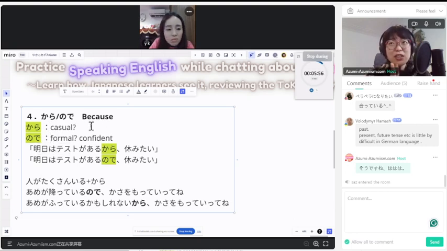So what I usually think is that kara is, how can I say it, really direct. A very direct description of the reason. As Andy-san said, kara and node both mean because or so, connecting one event and another event with a reason. But if you say kara, it's super direct: okay, this is a clear reason. Tesuto ga aru, that's a clear reason. Yasumitai. But if I go with node, it's indirect.